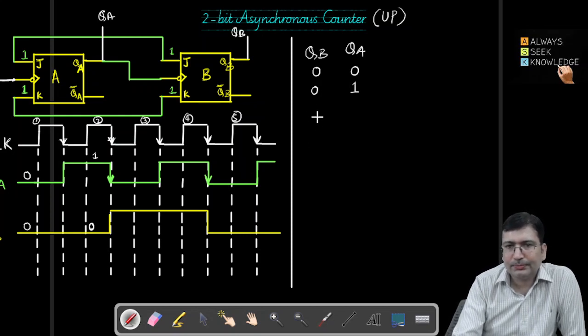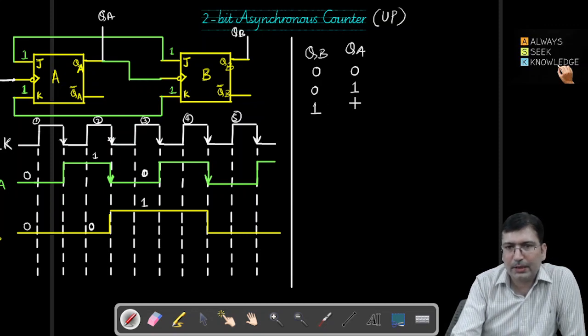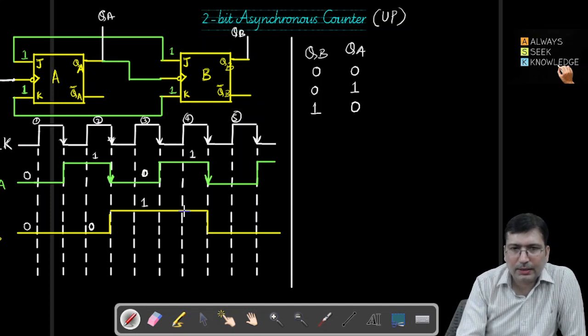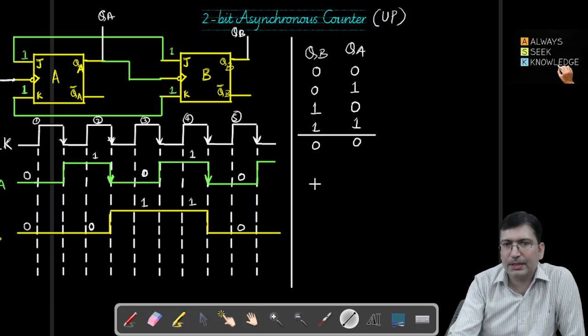In the third cycle, QA is 0 and QB is 1. So QB is 1 and QA is 0. In the fourth cycle, QA is 1 and QB is also 1. So both are 1. Now in the fifth cycle, QA and QB both are 0. So we start getting the same sequence again. So that means after this point in time, we will again be repeating the same sequence.